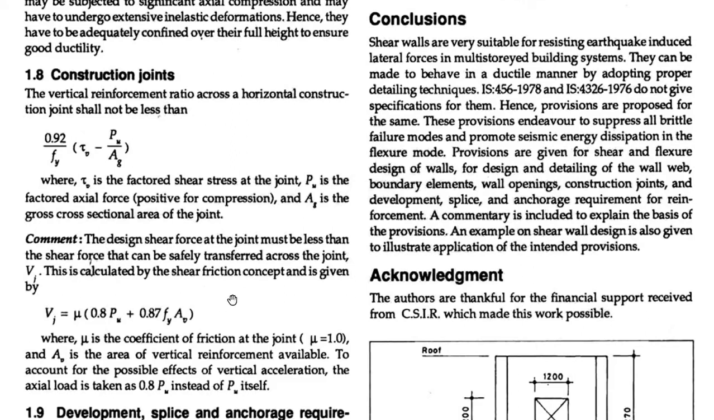The design shear force at the joint must be less than the shear force that can be safely transferred across the joint, Vj. This is calculated by the shear friction concept and is given by Vj equals mu times (0.8 Pu plus 0.87 Fy Av), where mu is the coefficient of friction at the joint, equal to 1.0, and Av is the area of vertical reinforcement available. To account for the possible effects of vertical acceleration, the axial load is taken as 0.8 Pu instead of Pu itself.